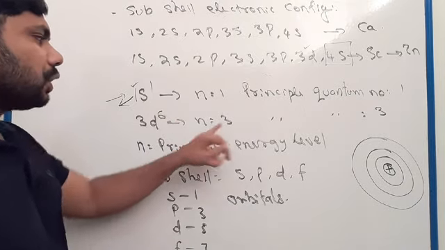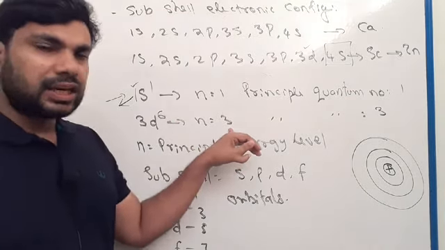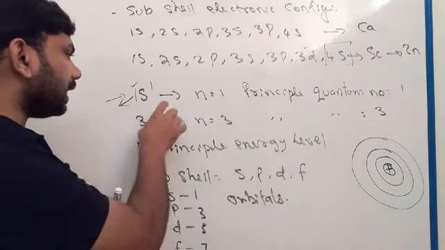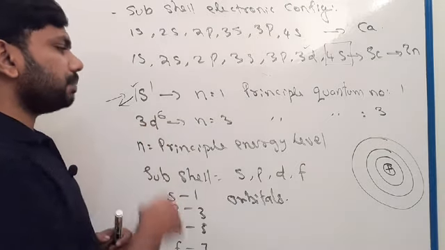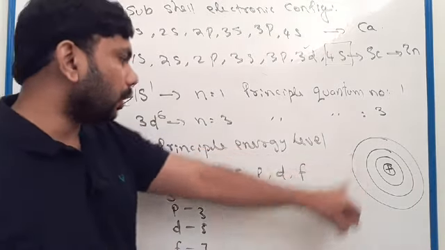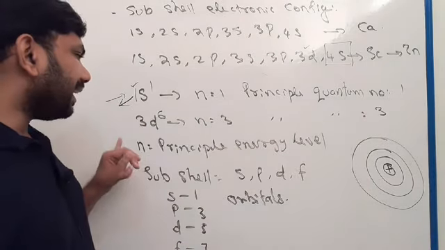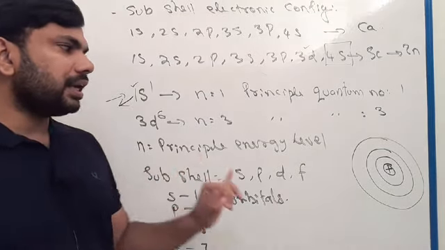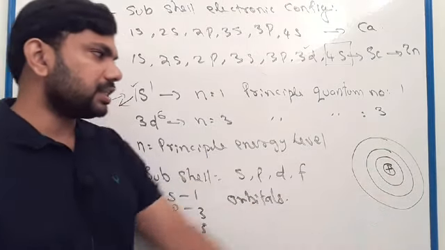3d6, here n is equal to 3, so this electron will be in the third orbit. Here n represents the principal energy level.